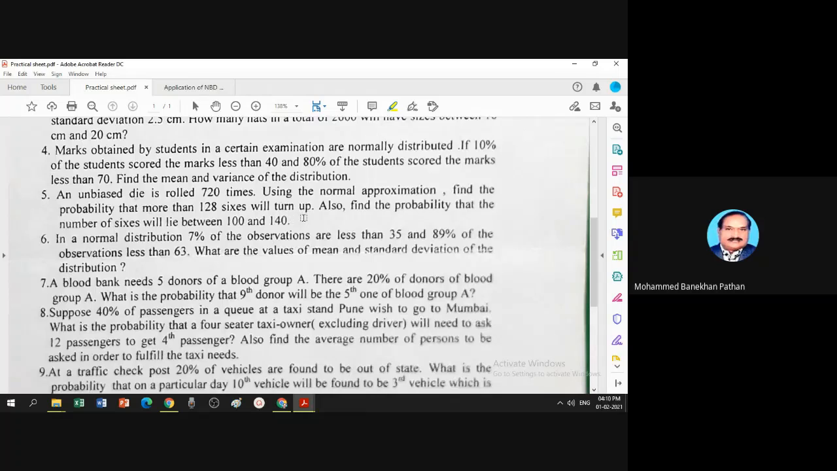See now what the question says. We are performing an experiment, rolling a dice, throwing a dice, 720 times. And you are interested in looking at how many sixes you get.